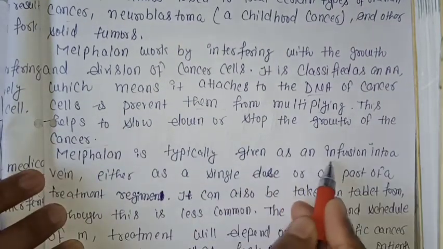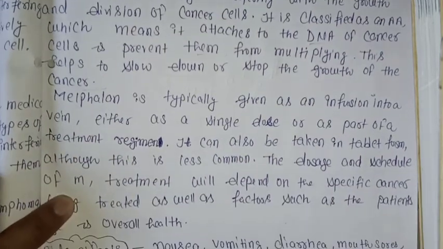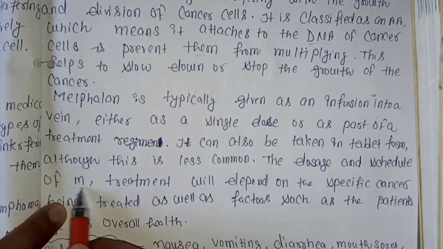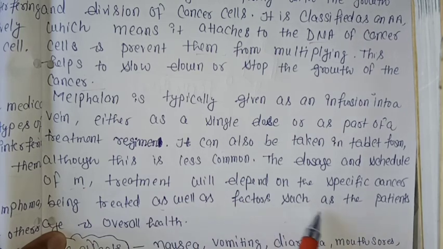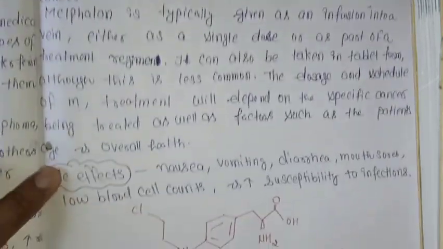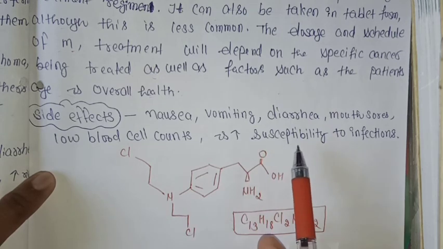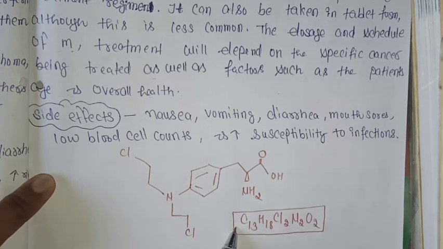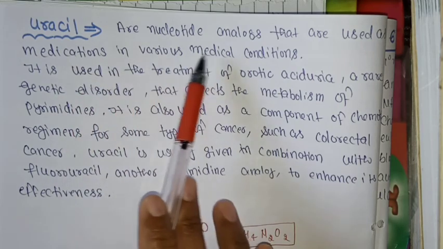Melphalan is typically given as an infusion into a vein, either as a single dose or a part of treatment regimen. It can also be taken in tablet form, although this is the less common. The doses and schedule of melphalan treatment will depend on the specific cancer being treated as well as factors such as patient age and overall health. Side effect: nausea, vomiting, diarrhea, mouth sores, low blood cell count has increased susceptibility of infection. This is the diagram of melphalan and this is its molecular formula is C13H18Cl2N2O2.